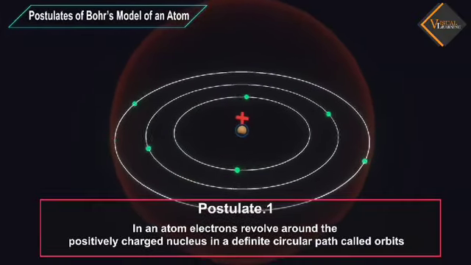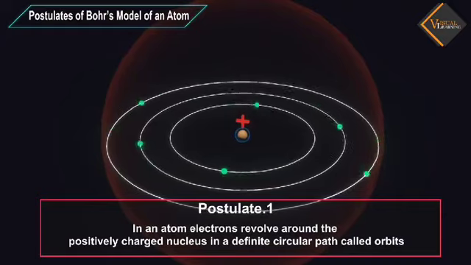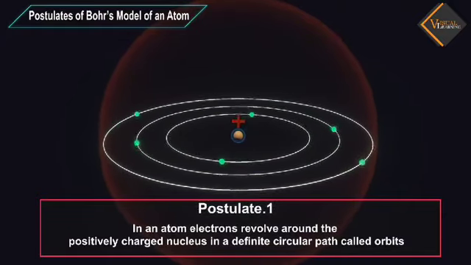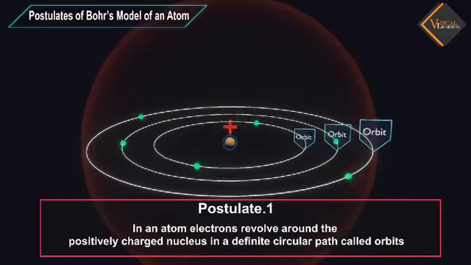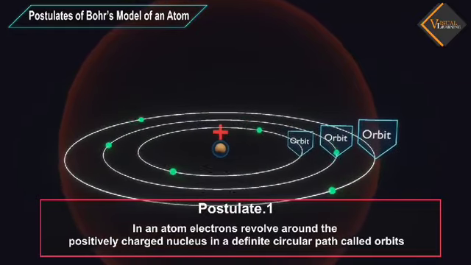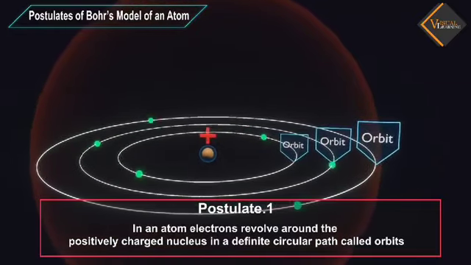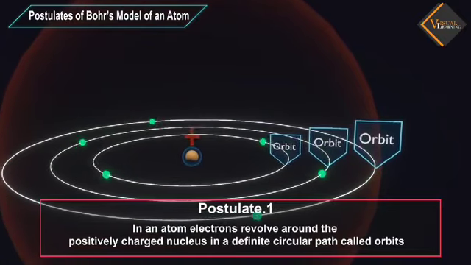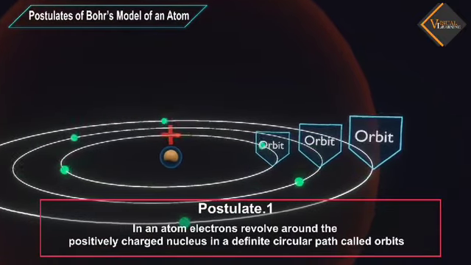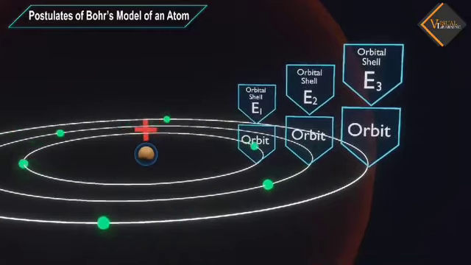In an atom, electrons revolve around the positively charged nucleus in a definite circular path called orbits or shells. Each orbit or shell has a fixed energy, and these circular orbits are known as orbital shells.